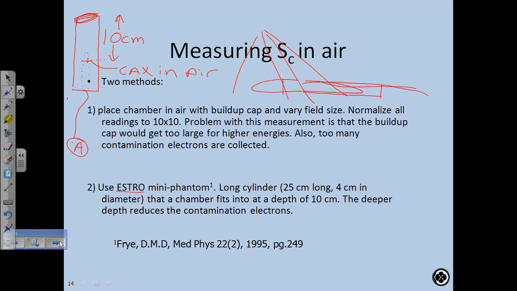Another thing that people do is, instead of putting a plastic buildup cap on a chamber, they put a buildup cap around it made of copper. It's a high Z material, so the Dmax is a lot thinner than it would be for solid water or plastic. So they do that. But there's a lot of other things going on in copper. There are low energy electrons that get created. And so the SFC is not as accurate when you're doing it this way.